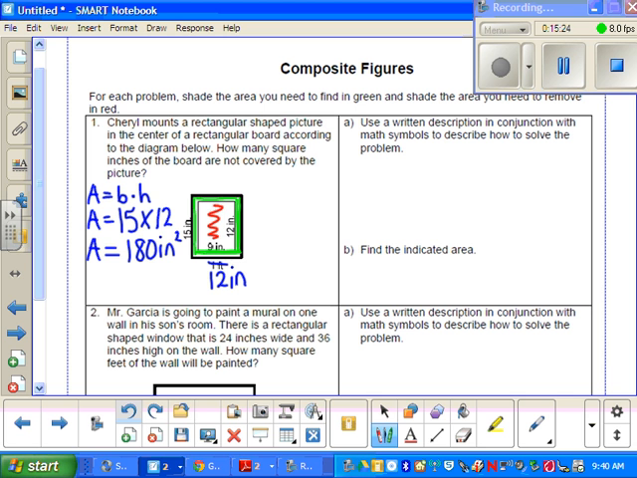Now I need to take out that part in the center, so I need to find the area of the part in the center. That base is 9 and height is 12. So 9 times 12 is, I don't know, 108? There we go, 108. And so now I have to take that away. So 180 minus 108, and I get 72. 72 inches squared is what is left over to be the border. All right? And so that's how you would do that problem.